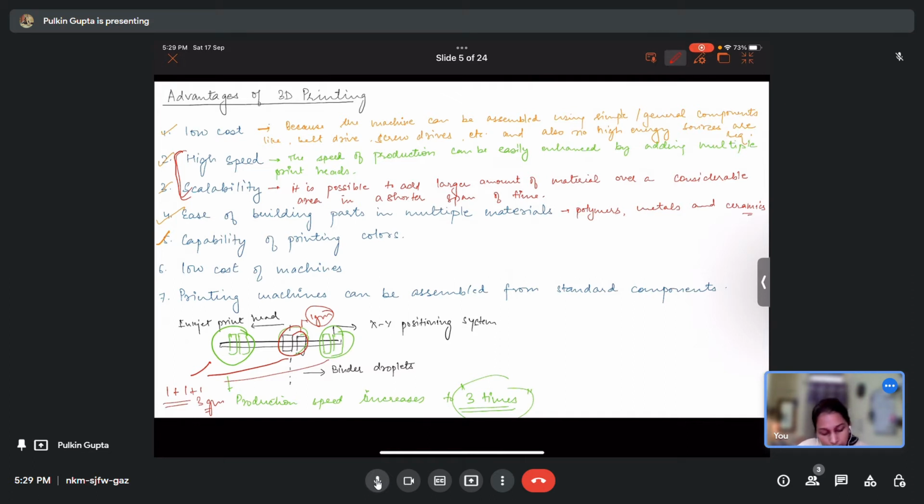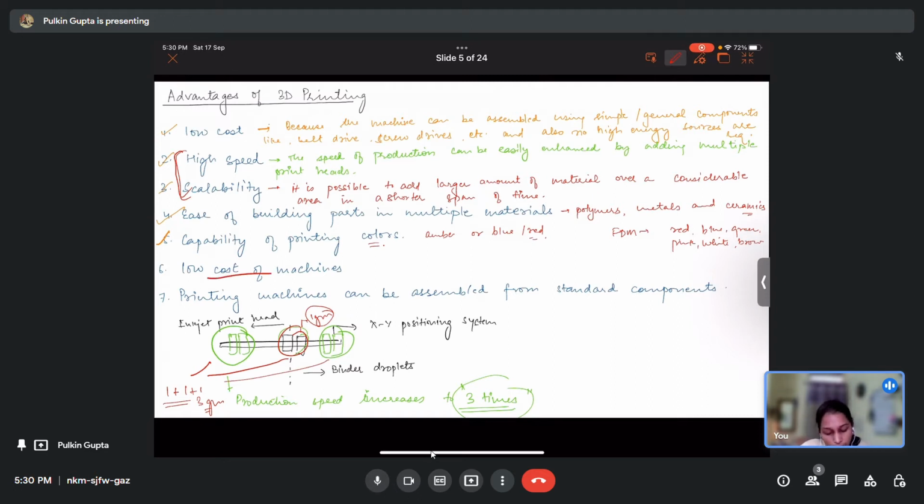Okay, and next is capability of printing colors. Previously there were no colors, or there were very selective resins. Initially there was only amber or blue or red. But now certain machines are available wherein you can have multiple colors, like for FGM only you can have red, blue, green, pink, white, brown, black, and whatnot. You name the color and it is available.